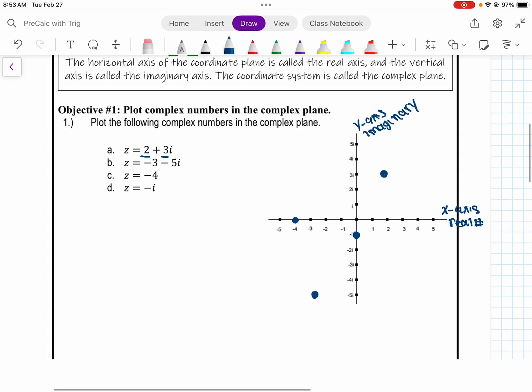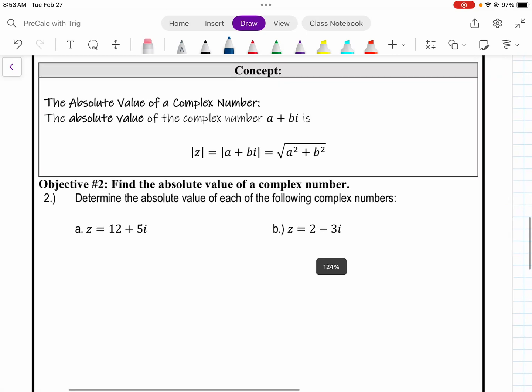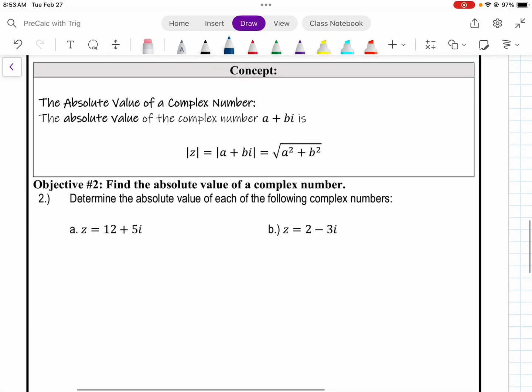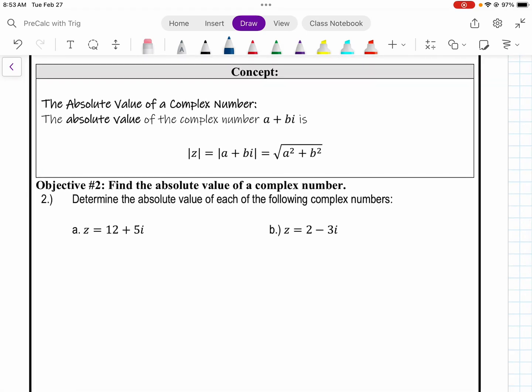All right, go ahead and turn the page over. And now what we're going to do, in this section for objective 2, is find the absolute value of a complex number. And we're going to do that really easy. We're really just going to follow that formula. Remember, a is your real number, b is your imaginary number. So I'm just going to write that real quick: real and then your i number.